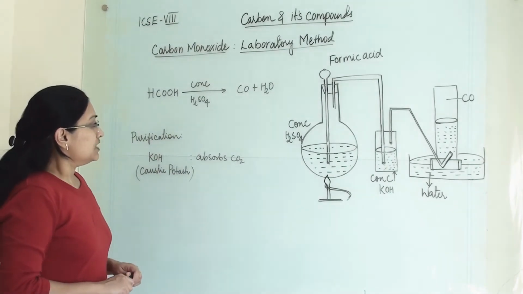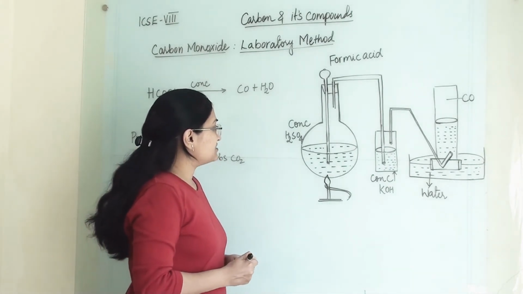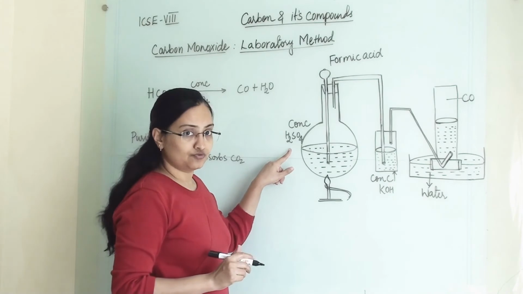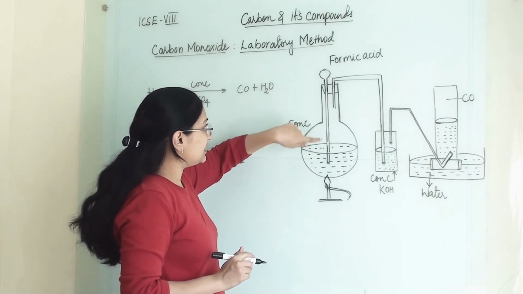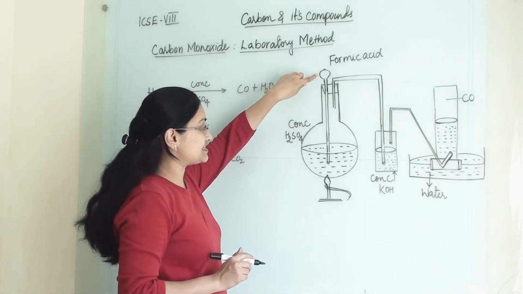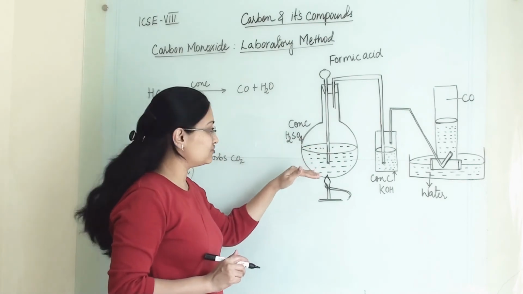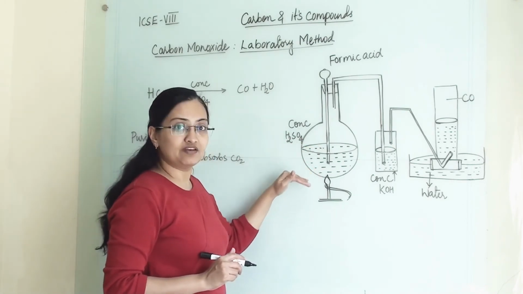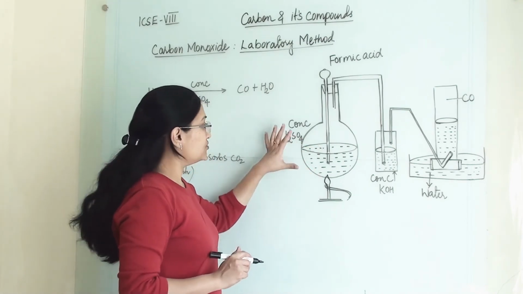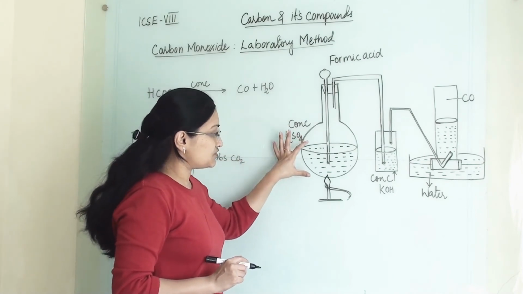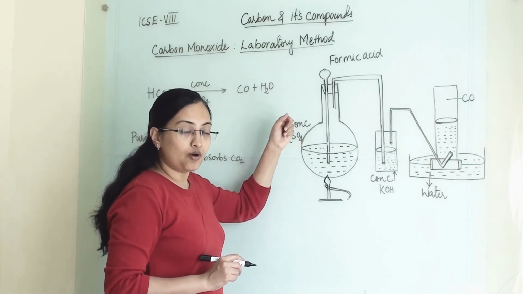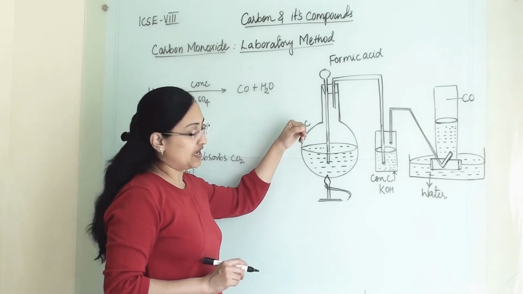Here in a round bottom flask we have taken concentrated H2SO4. There is a thistle funnel from which we add formic acid dropwise to the concentrated H2SO4, and we have to heat it. So in concentrated H2SO4 we are adding formic acid dropwise.